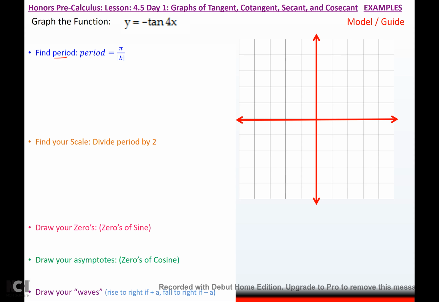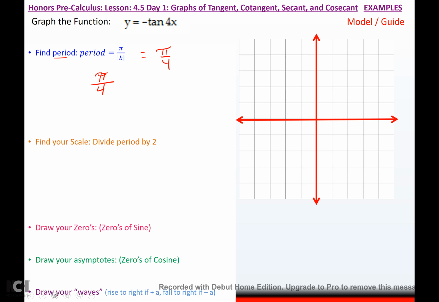Alright, so it says graph the function y equals negative tangent of 4x. First of all, we need to find the period. So my period is going to be pi over the absolute value of b, which is 4. So my period is pi over 4. To get my scale, I'm going to take my period, which is pi over 4, and I'm going to divide that by 2.